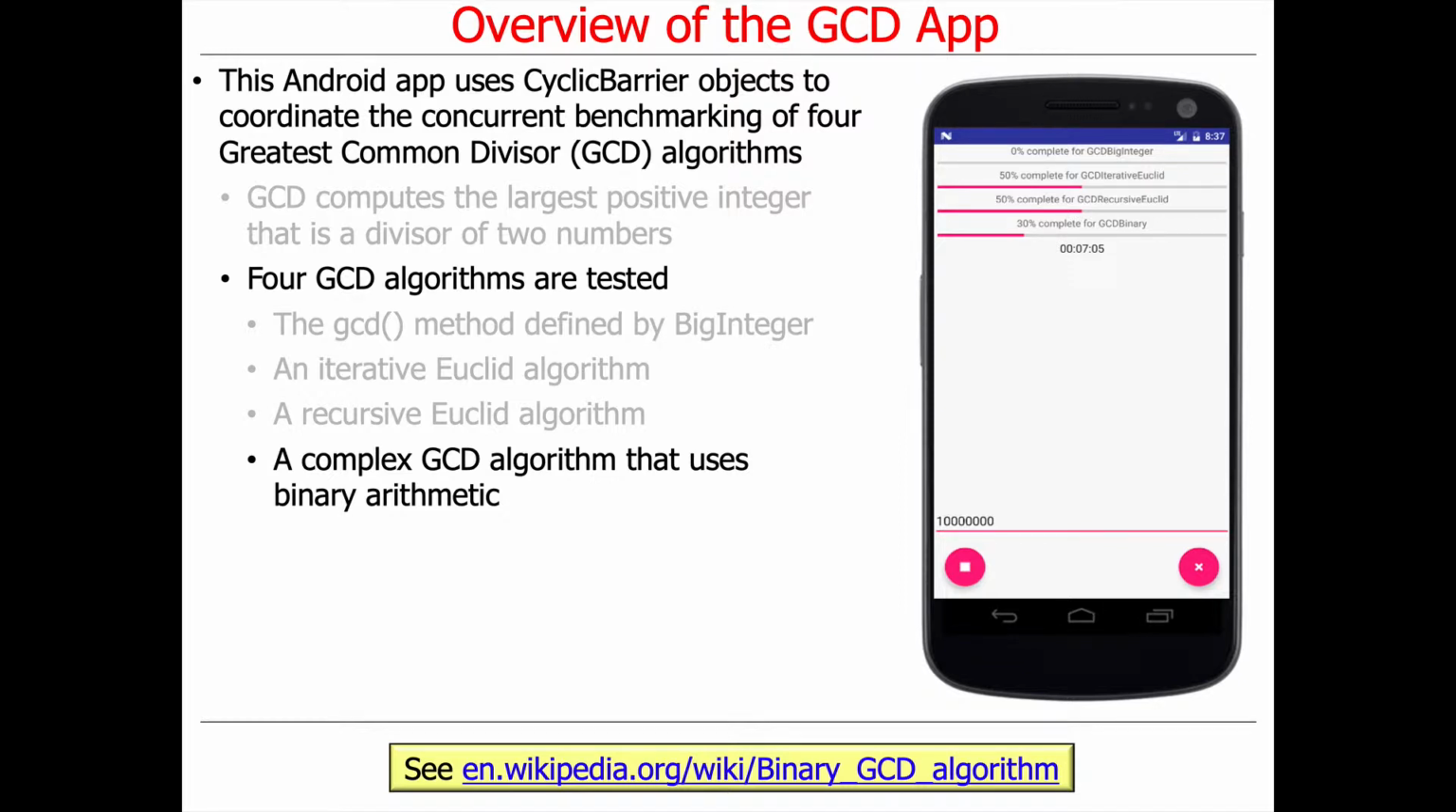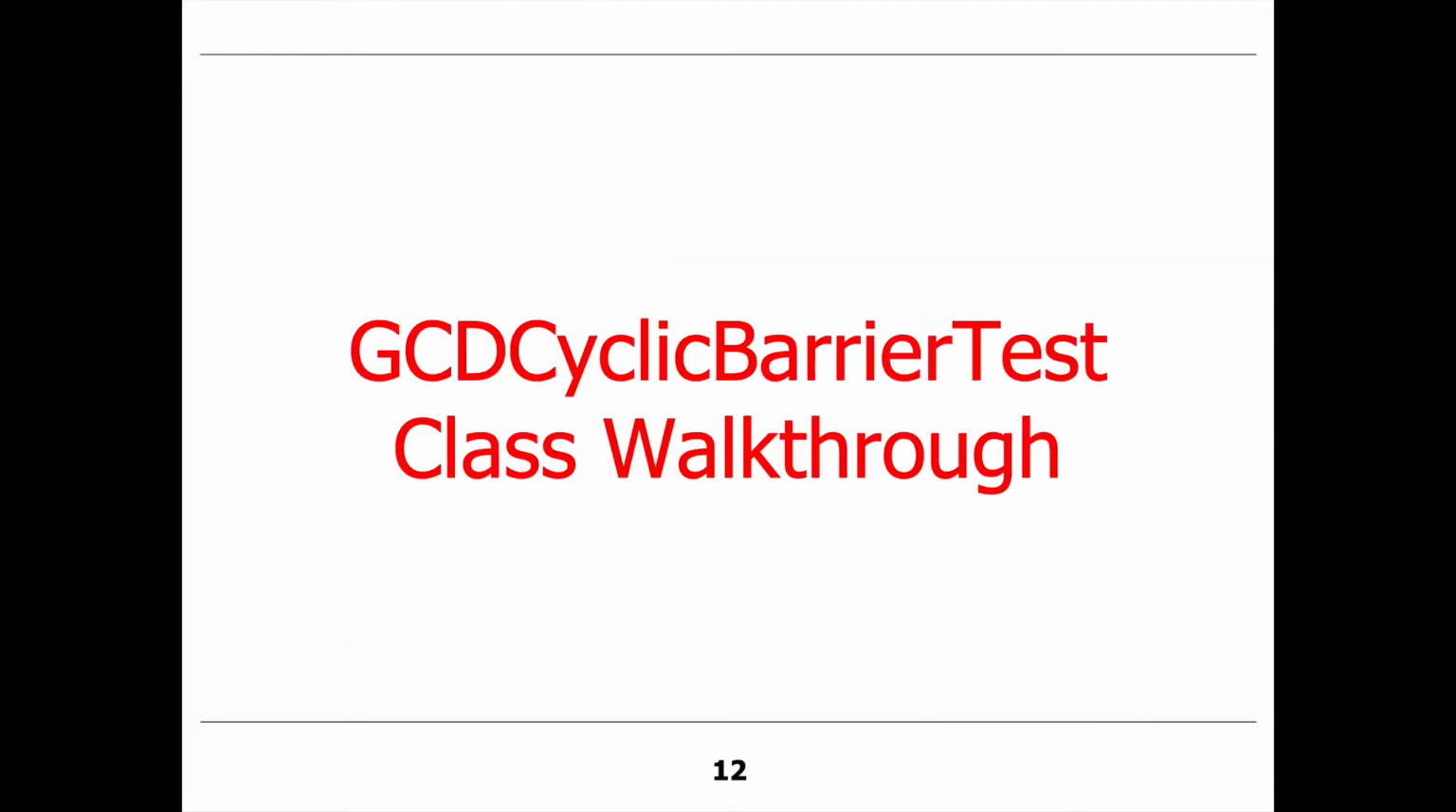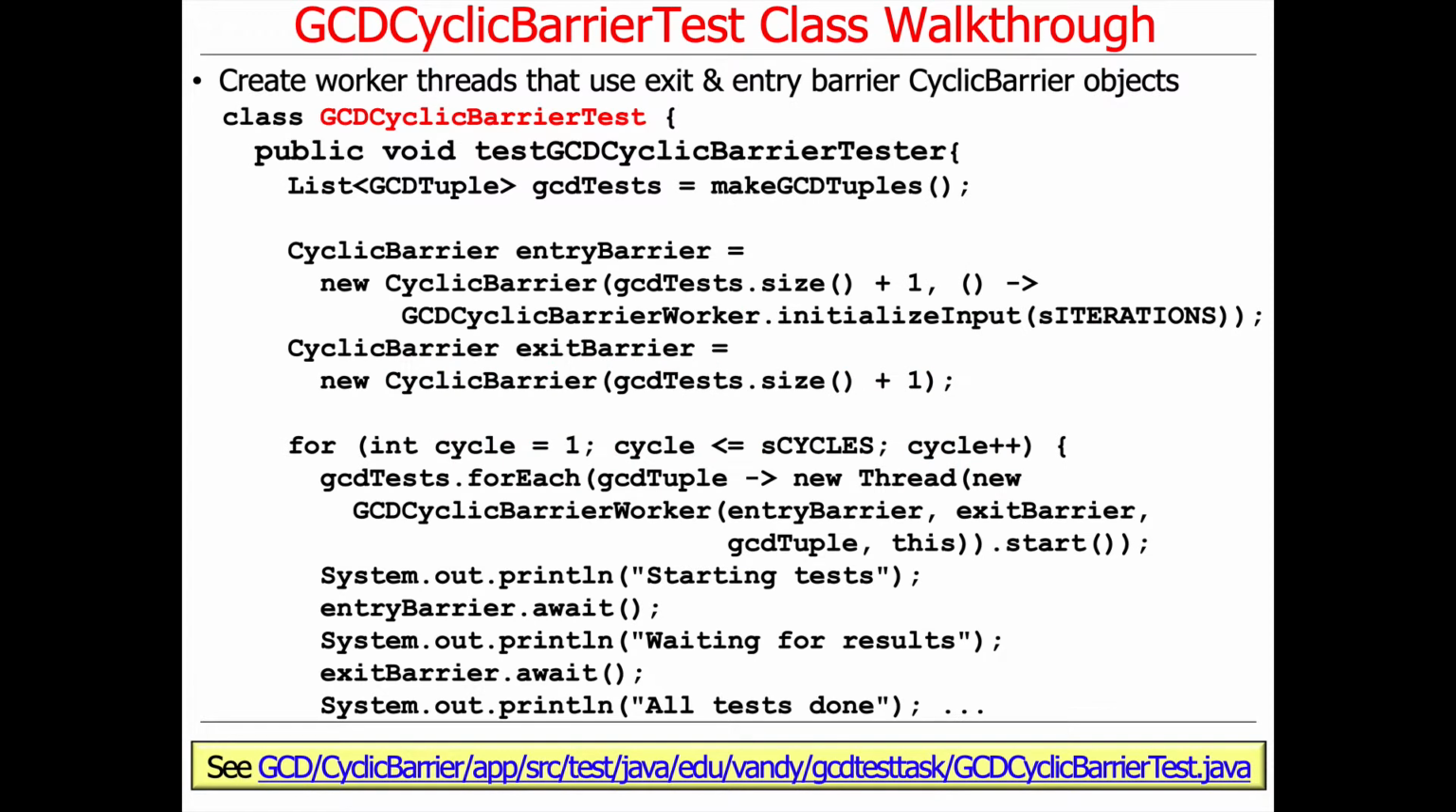And as you can see on the right-hand side of the screen, as the algorithms are running, 1 per thread on my quad-core simulator, you're able to see which algorithm is running most efficiently at any given point in time. The details of these algorithms are not important for our discussion, so we won't focus on them. However, you can take a look at the source code to see how they work. Let's start by taking a look at the GCDCyclicBarrier Test Class walkthrough.